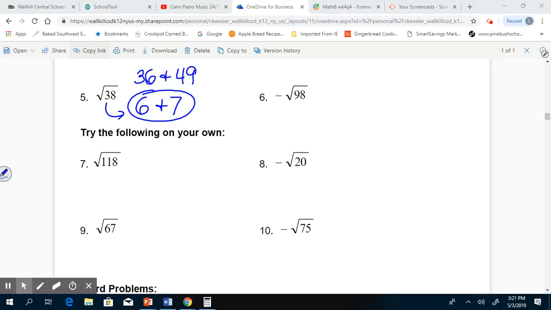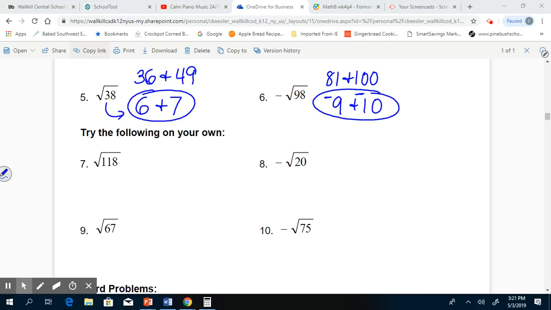All right, last one with you. We have the negative square root of 98. So 98 is between 81 and 100. So its square root is between 9 and 10. And it's negative, so it's between negative 9 and negative 10.